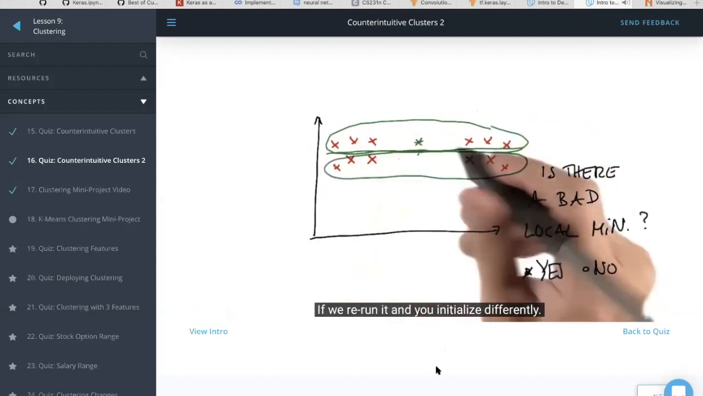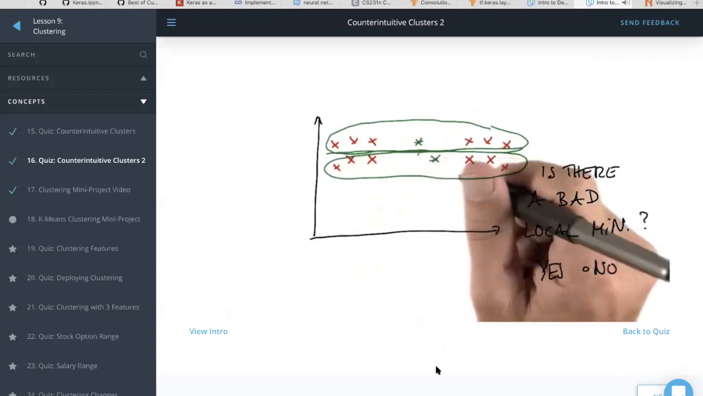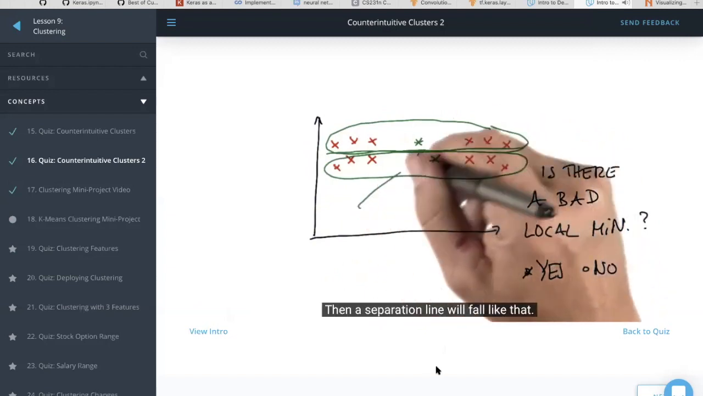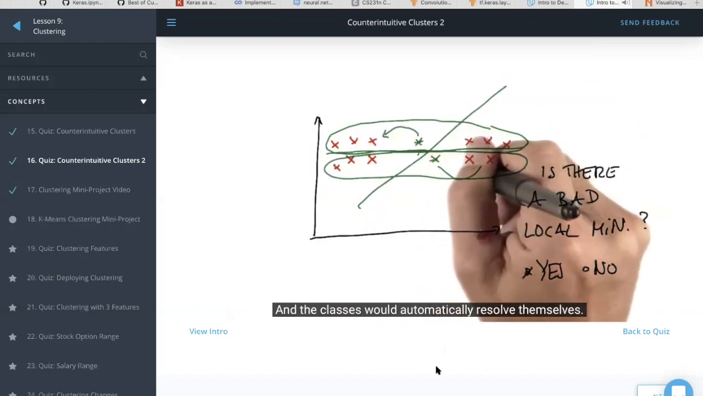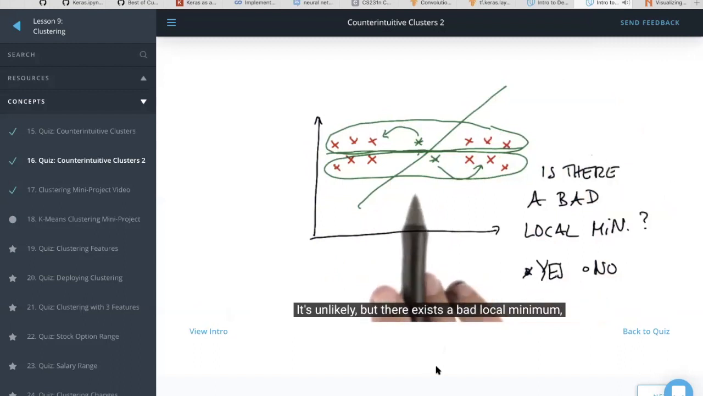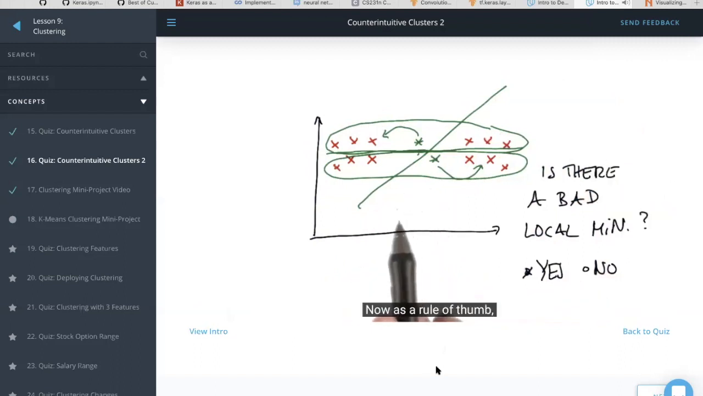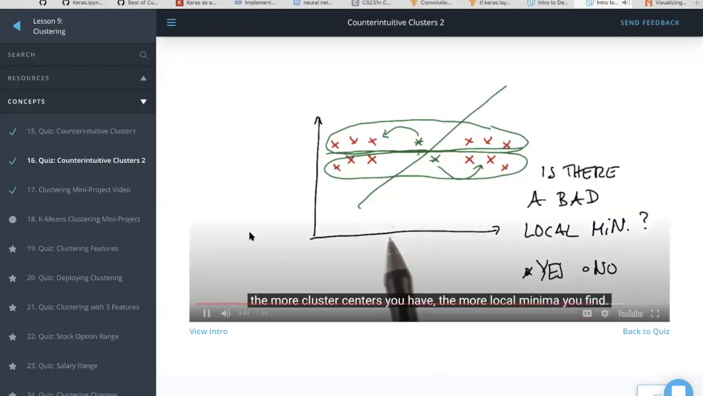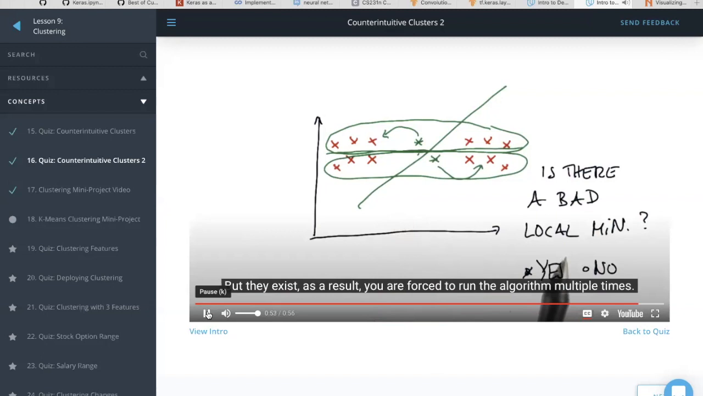If you rerun it and you initialize differently, say one of the cluster centers is over here, then your separation line would fall like that, and the clusters would automatically resolve themselves. It's unlikely, but there exists a bad local minimum, even in the example I showed you over here. Now, as a rule of thumb, the more cluster centers you have, the more local minima you'll find. But they exist, and as a result, you are forced to run the algorithm multiple times.